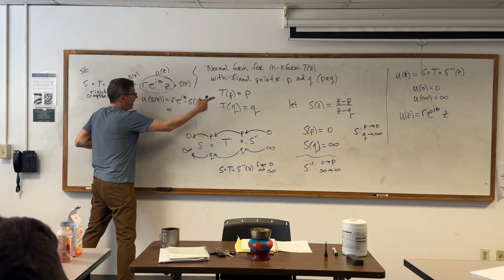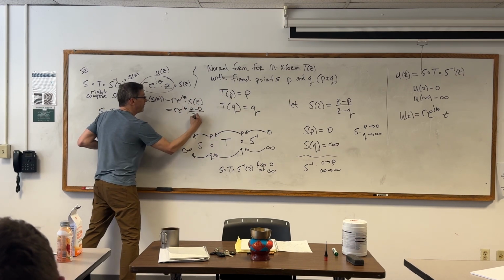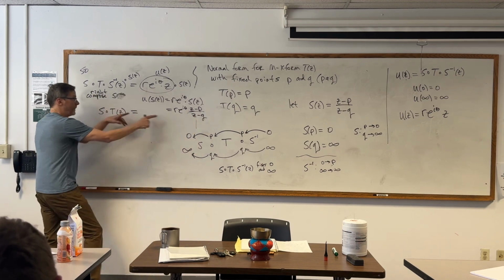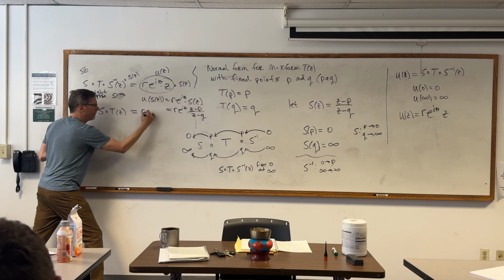And S of Z has a very clear form, so this is just r e to the i theta times (z minus p) over (z minus q). So the right side becomes that. And let me actually move it in here a little bit better.